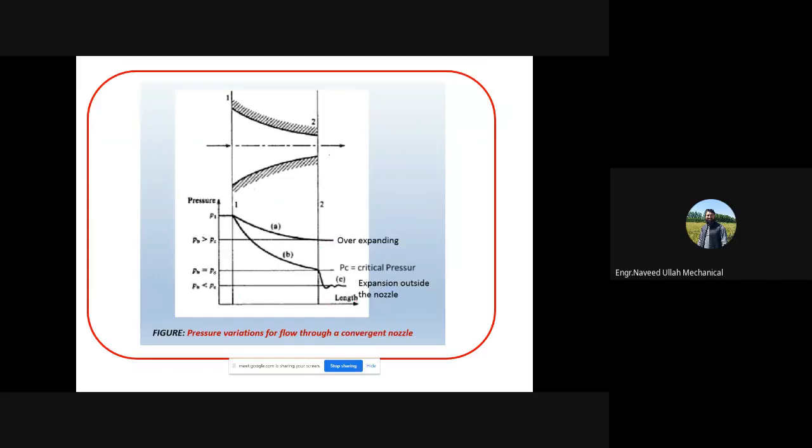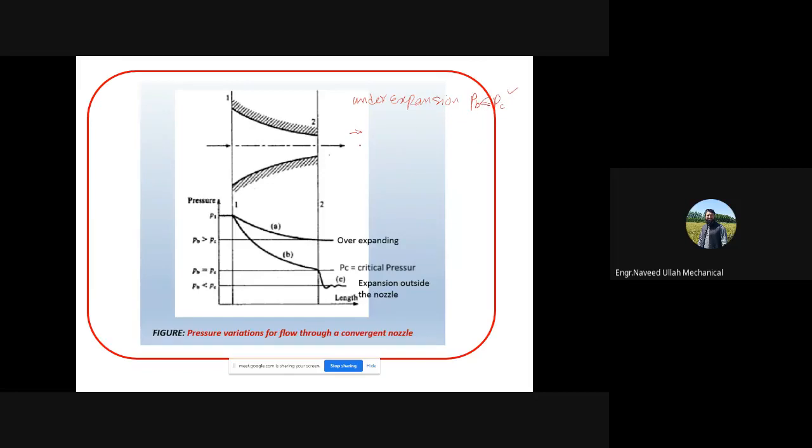So this is length of the nozzle and this is pressure variation. Now remember that ideally we have basically three types, okay? One is the under expanded case, under expansion I should say, okay? When your PB is less than PC, the design value.